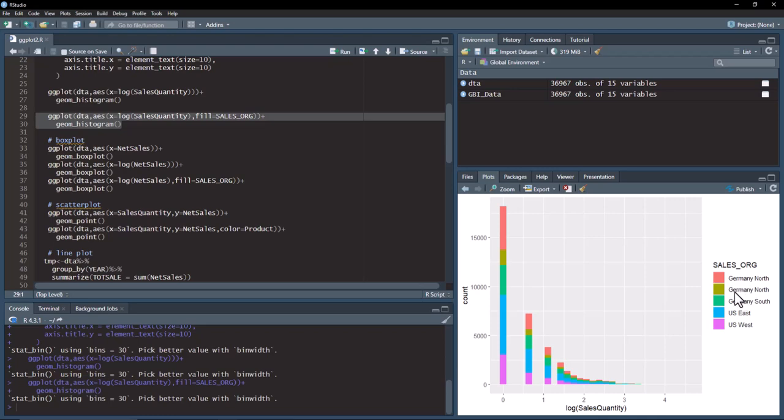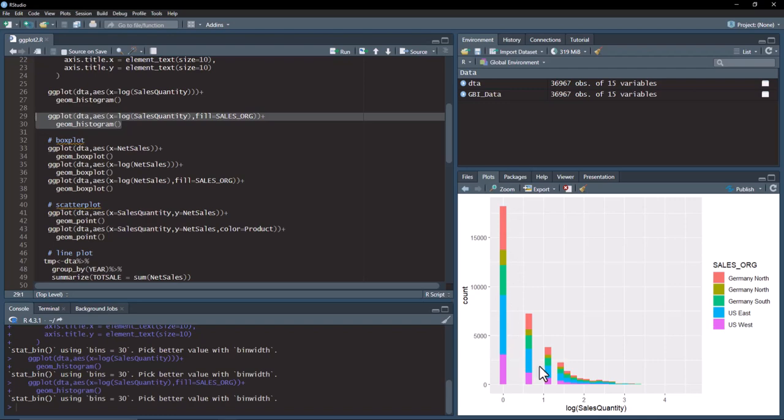The two Germany North versions, my guess is this one has a space, this one doesn't. But it sort of shows by group how many quantities they cover, right? So at the small quantity, the largest would be US East or the two Germany North, right? So it's this whole area or this whole area. They're pretty similar in size.